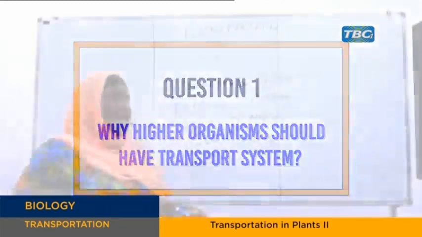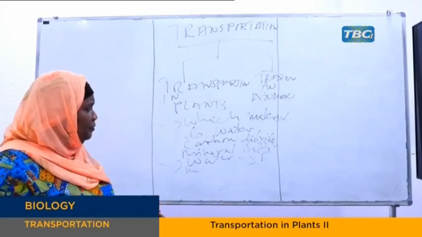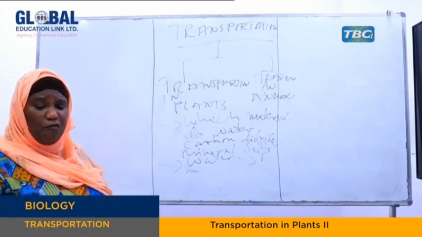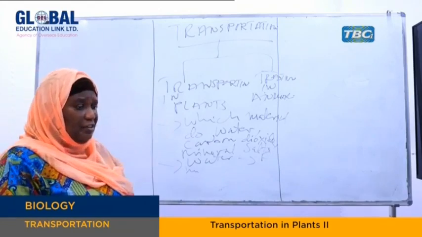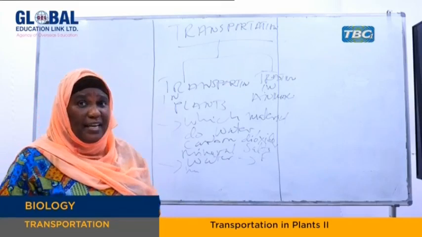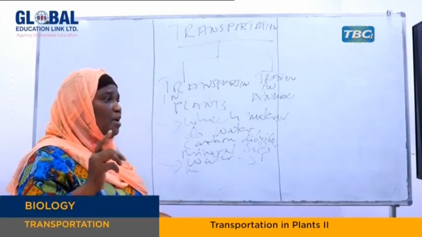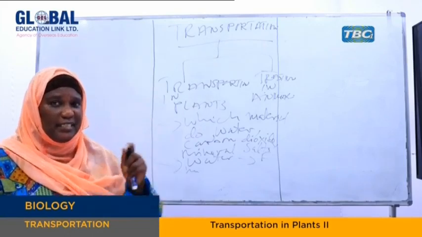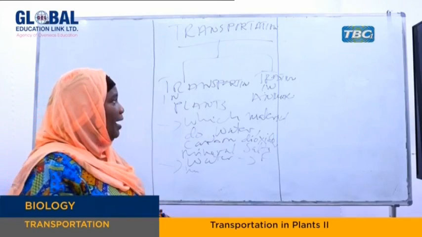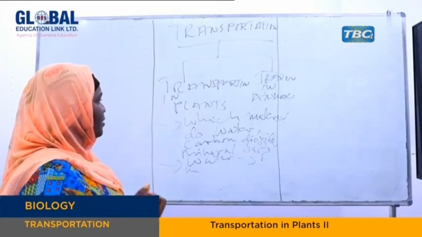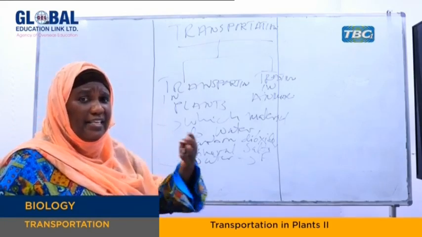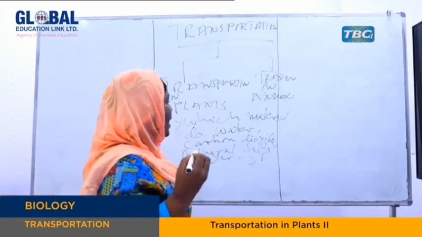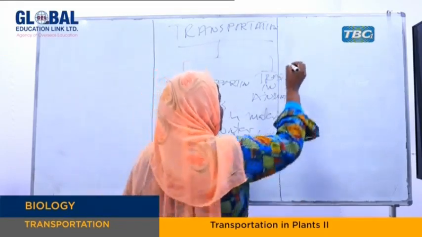Okay, after knowing that, you may try to consider several materials which are required by the body of organisms. Consider the distance, consider the uses of that material. After knowing all those, you will be in a better position to say why higher organisms should have a transport system. Okay, today I intended to cover the following aspects. It means by the end of my presentation, you will be able to understand or attain the following objectives.